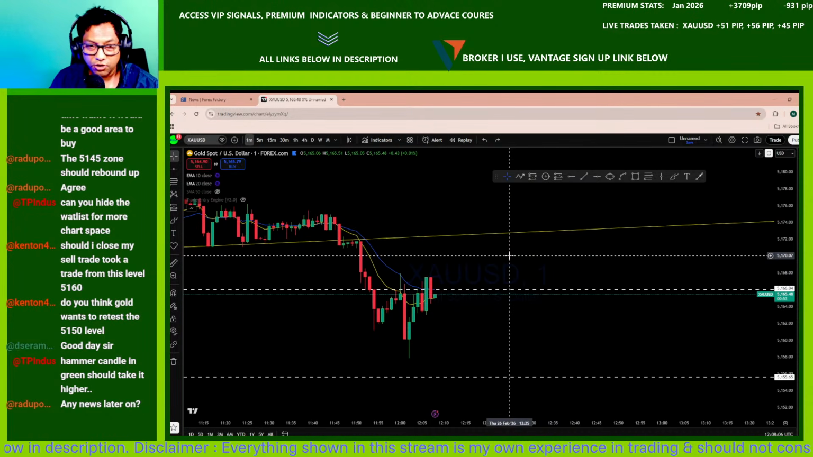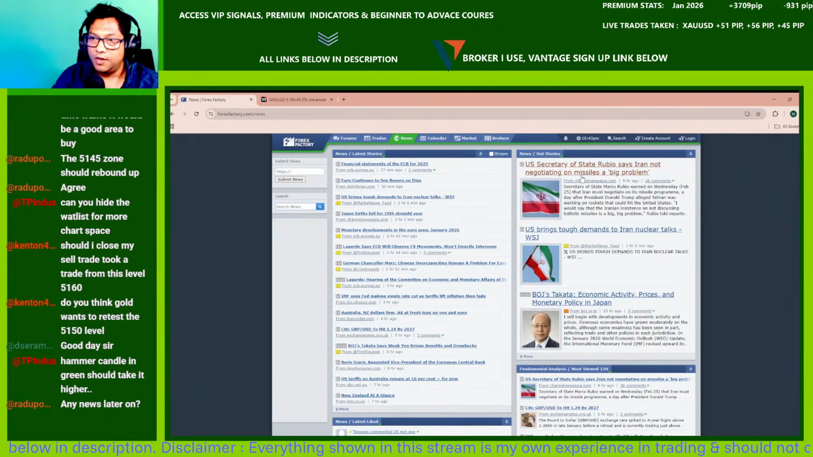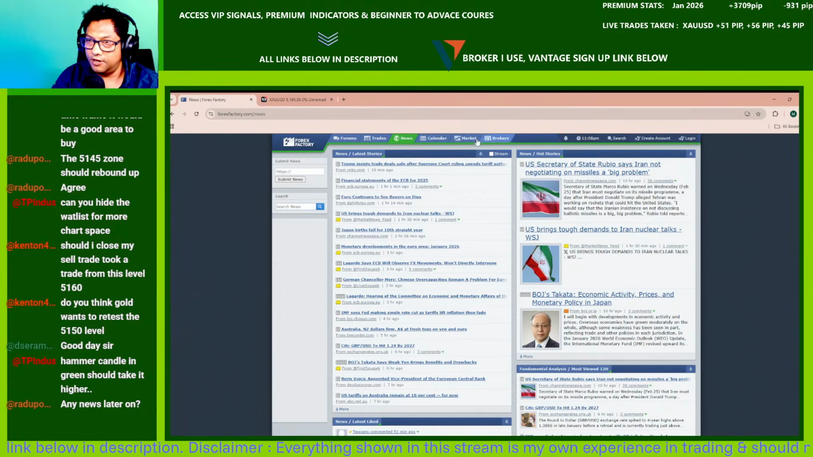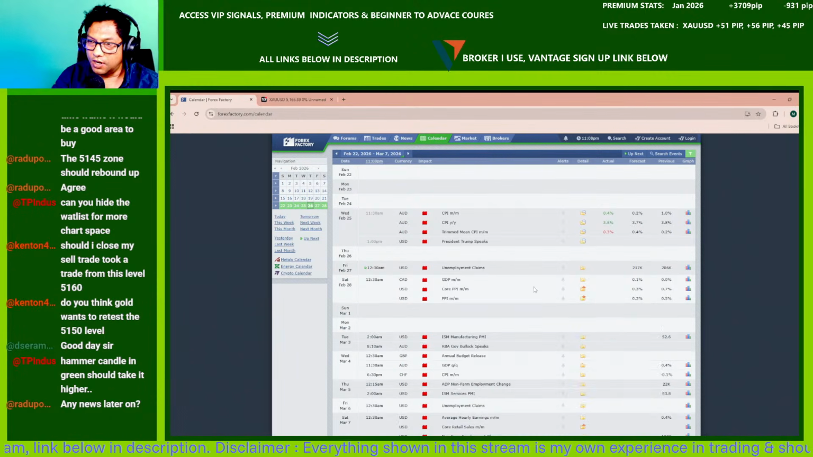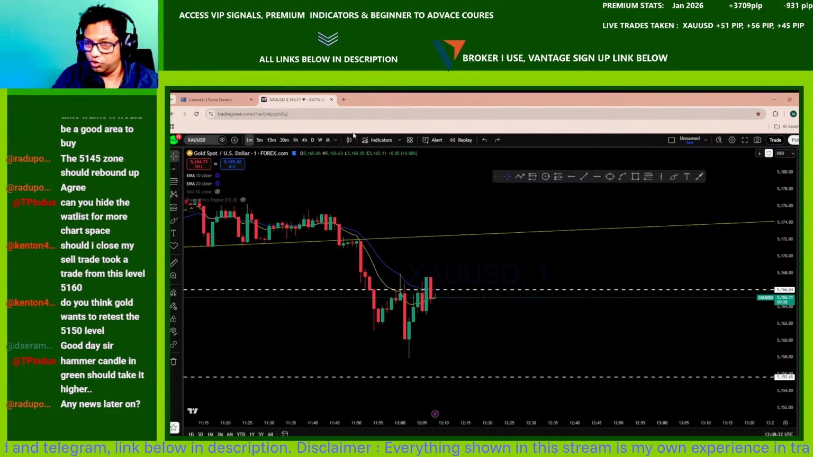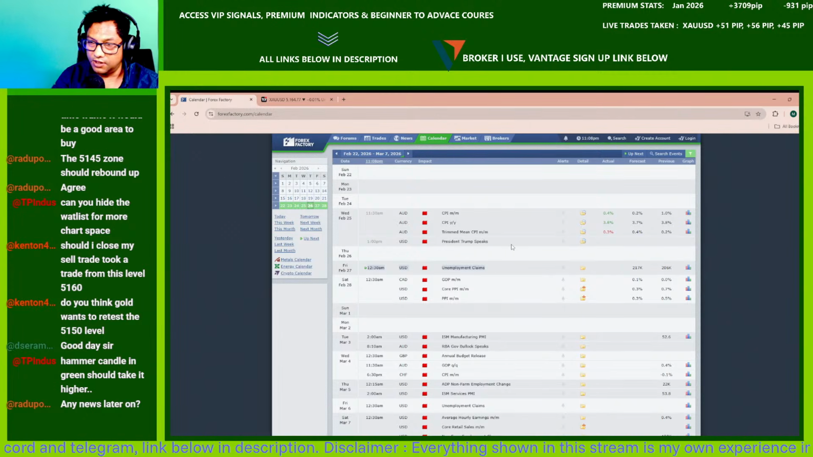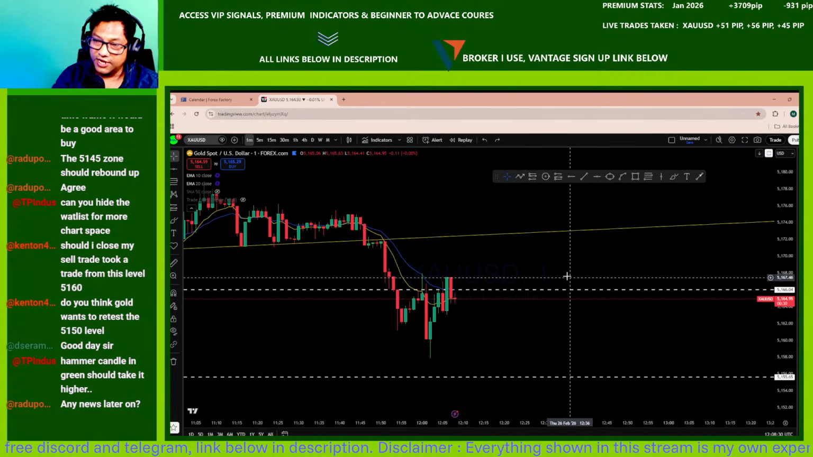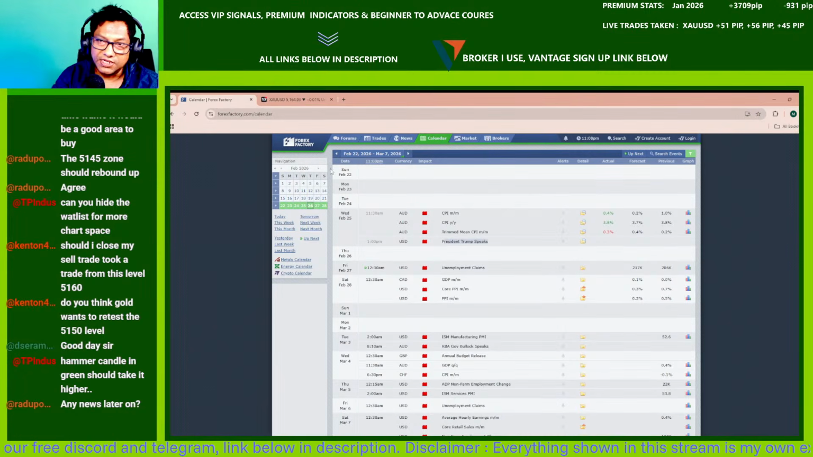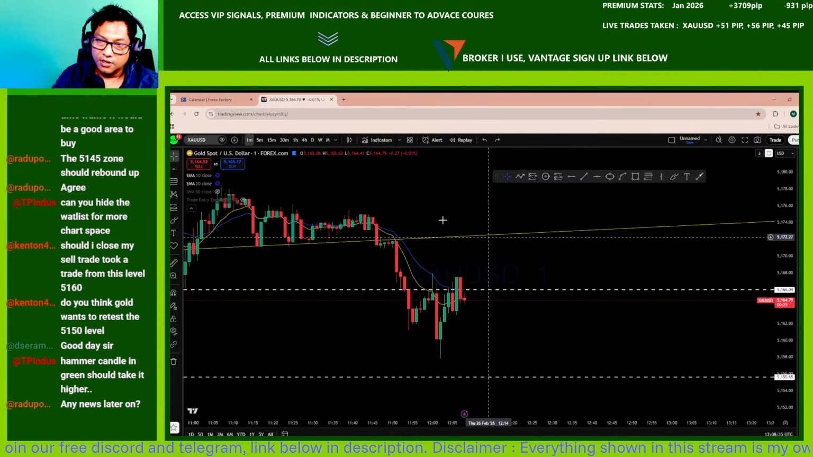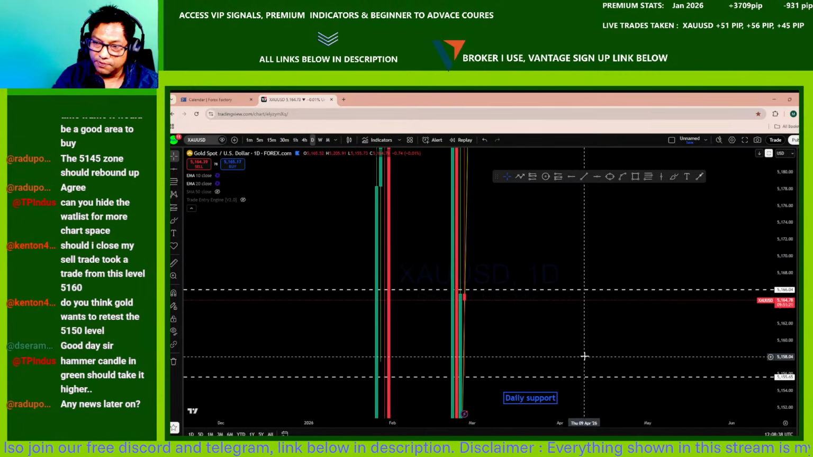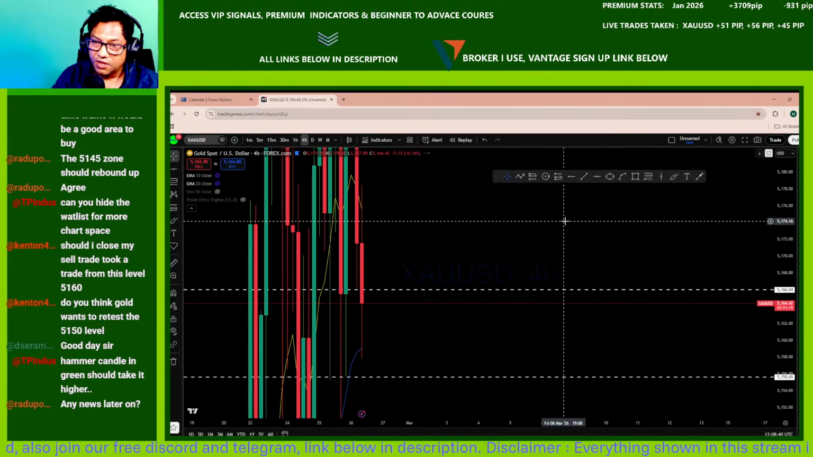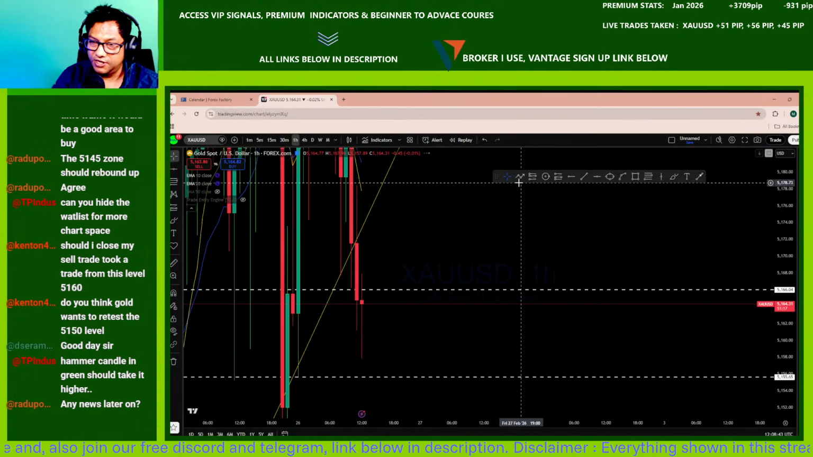Any news later on? Yes, there is news coming later. If you look at the calendar, coming up are unemployment claims, which is 1 hour 20 minutes from this time, and that's major news for this week. Other than the speech, looking at the previous daily, we can see the market may have a significant reaction to that. With this daily support level, the price may have a reversal back to the upside here in that area.